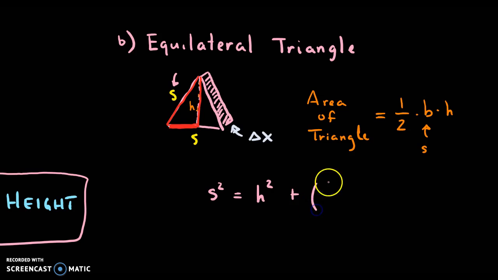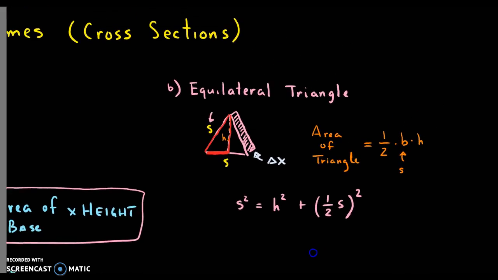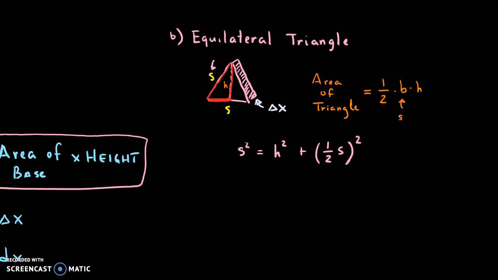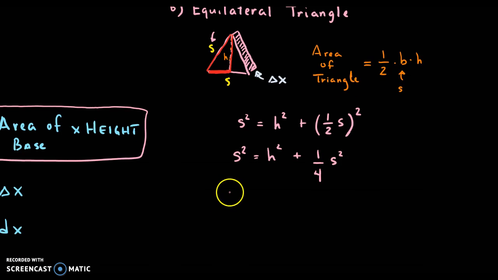So we have plus 1/2 s, squared. Let's go ahead and solve this equation for h and see what we get. We have s squared is equal to h squared plus, let's see, 1 squared is 1, 2 squared is 4, and then we have s squared. I'm going to move the 1/4 s squared over, so now I have s squared minus 1/4 s squared equal to h squared.